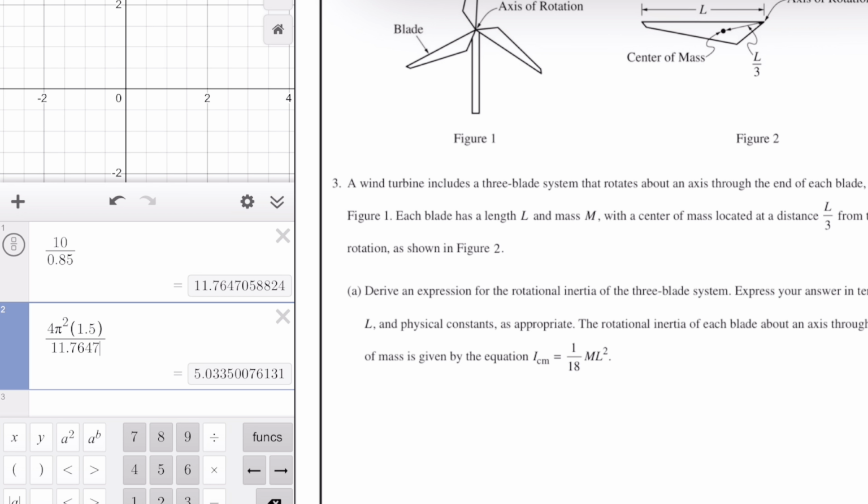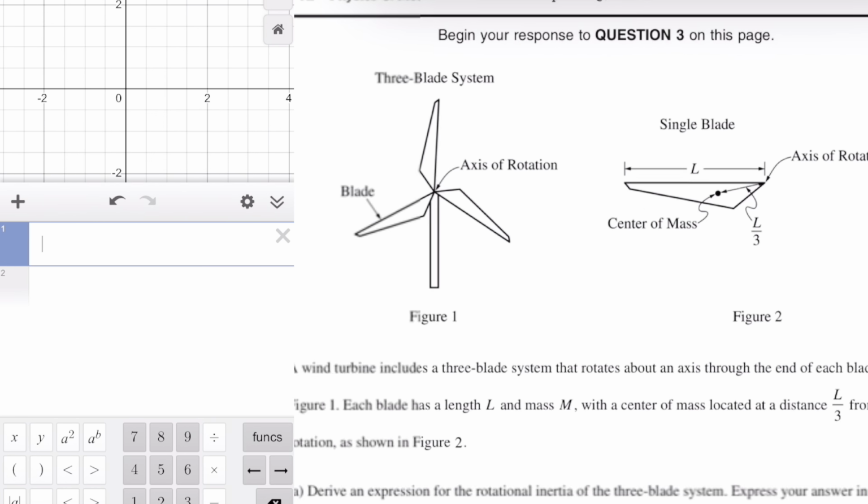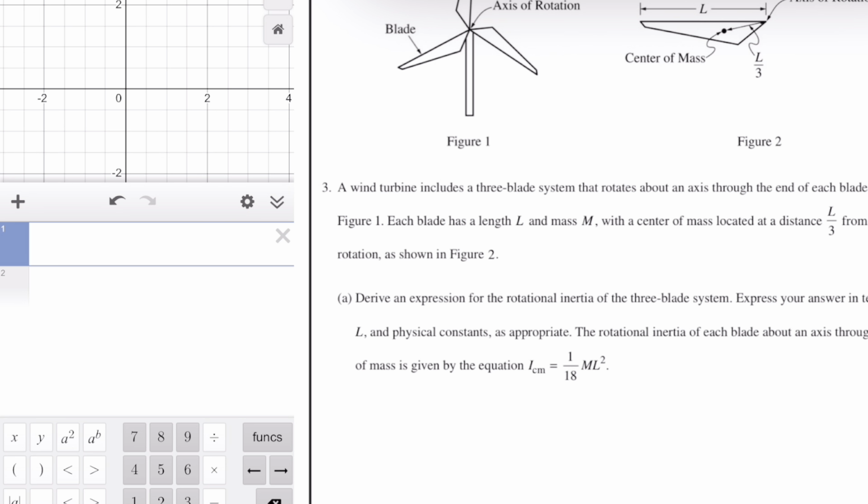A wind turbine includes a 3-blade system that rotates about an axis through each end of the blade, as shown in figure 1. Each blade has a length L and mass M, with a center of mass located at a distance L over 3 from the axis of rotation. So we see that up here. Derive an expression for the rotational inertia of the 3-blade system.